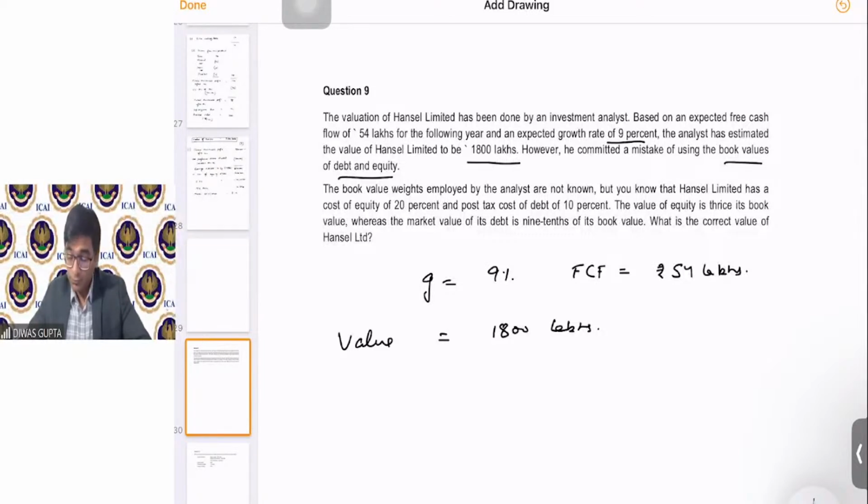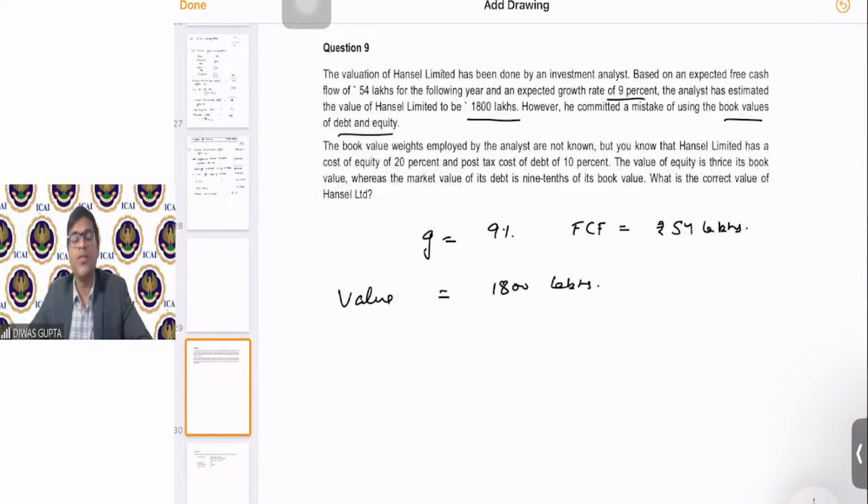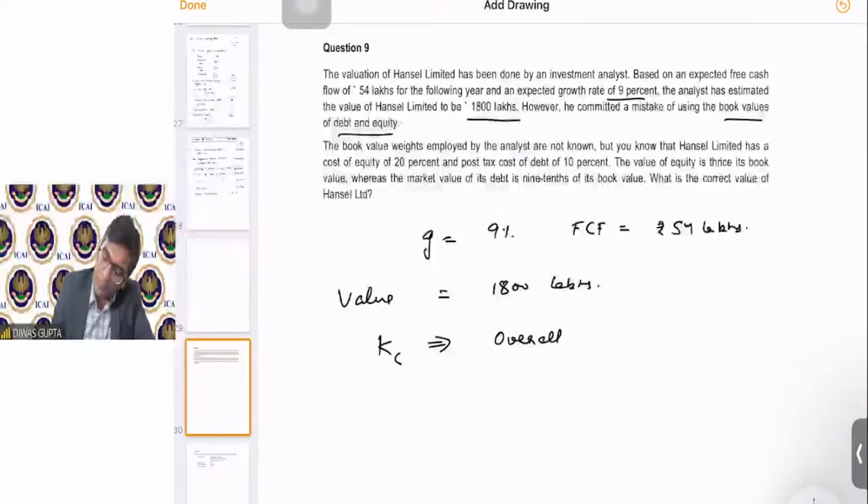So, in a way, where would this debt and equity book value have been used by that investment analyst? Can we think of where we would have used such debt and equity book values? It would have been used in the cost of capital, correct? So cost of capital, which is overall cost of capital, or WACC, as we say, right?